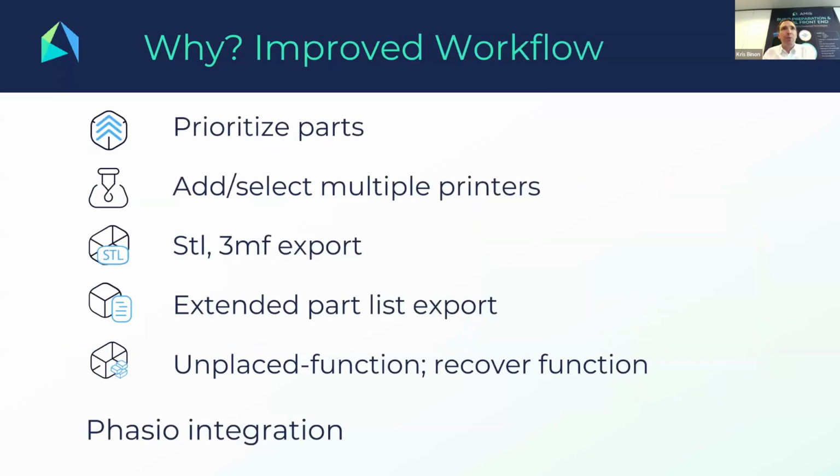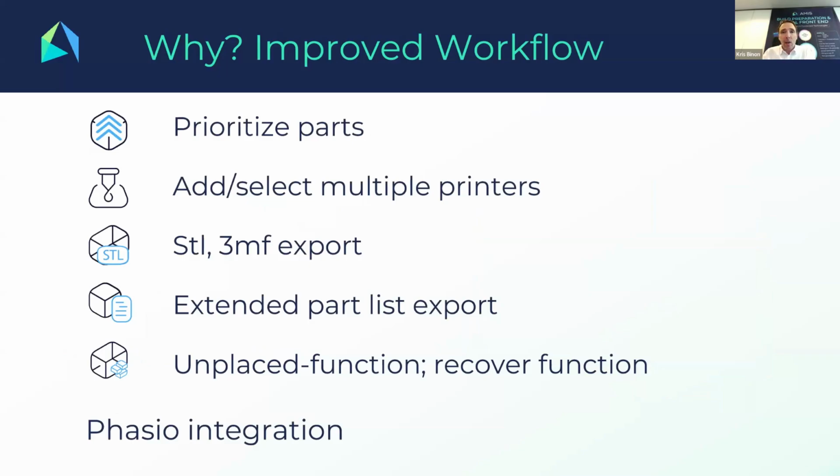Etc., because the list goes on, of course, with the possibility to prioritize parts, to select multiple printers now, to have STL or 3MF exports, but just as well the slices, also 3MF slice export, by the way, as well as TIFF and SVGs. The part list export has been expanded, and we have the unplaced function and the recover function.